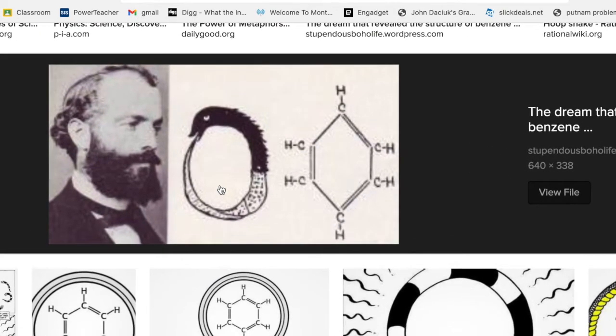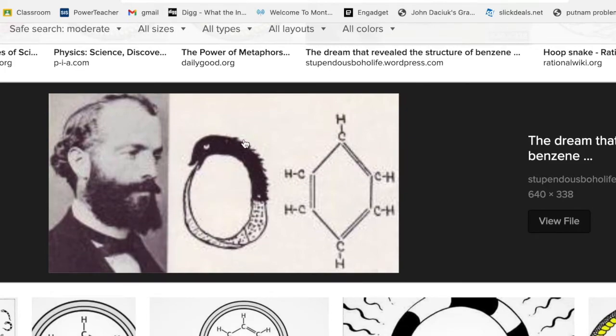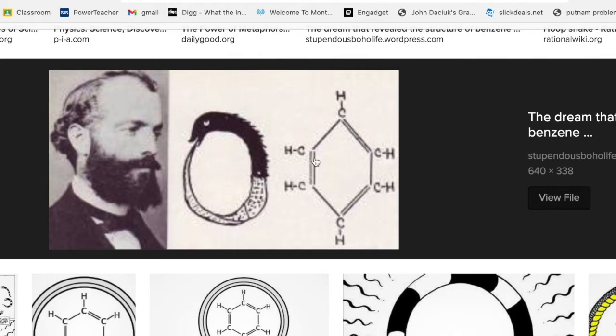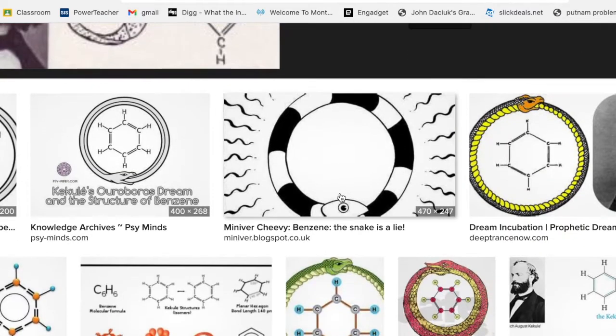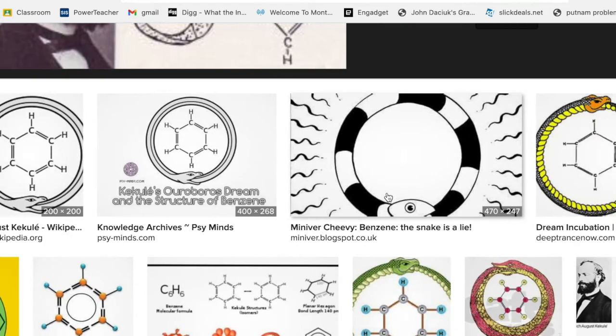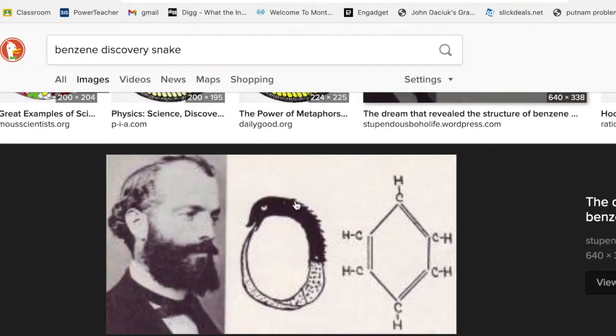So this is the person who had the dream of that snake eating its own tail. The snake is typically a symbol of wisdom. And because of that, he had this idea of the structure of benzene. So the way that benzene was discovered was dreaming of that circle snake. Ouroboros dream, they call it, because that's the name of that snake.